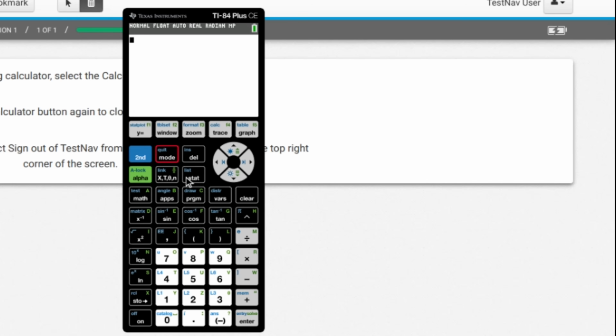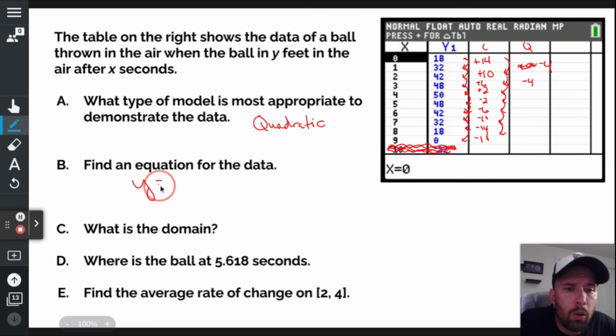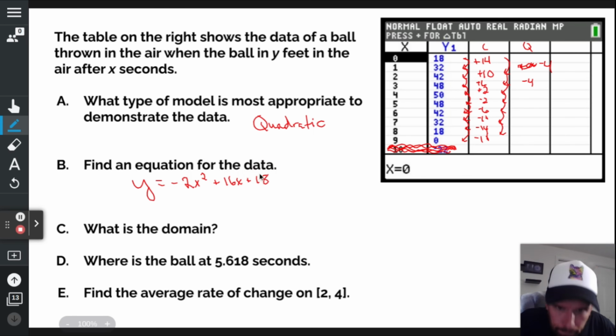Let's quit. Let's go to stat. Let's go to calc. And let's go to quad reg, which is 5. Okay, enter, enter, enter, enter, enter, enter, enter. Y equals ax squared plus bx plus c, where a is negative 2, b is 16, and c is 18. So y equals negative 2x squared plus 16x plus 18. Fun. Cool. So the equation that I found was, and it's y and x, so y equals negative 2x squared plus 16x plus 18. Great.